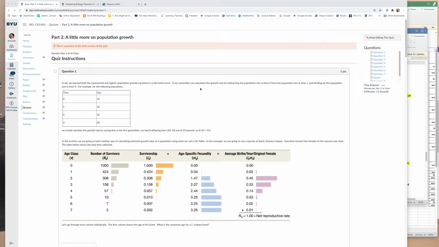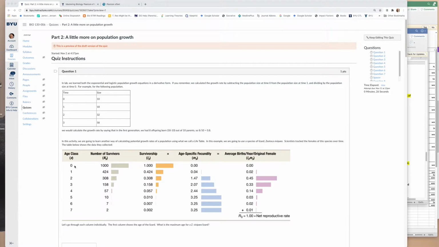Okay, so let's run through this really quickly. This is just looking at life tables, right? So in the lab, we calculated the growth rate by just looking at one population to the next and how many offspring there were. But this is also one way of looking at it.